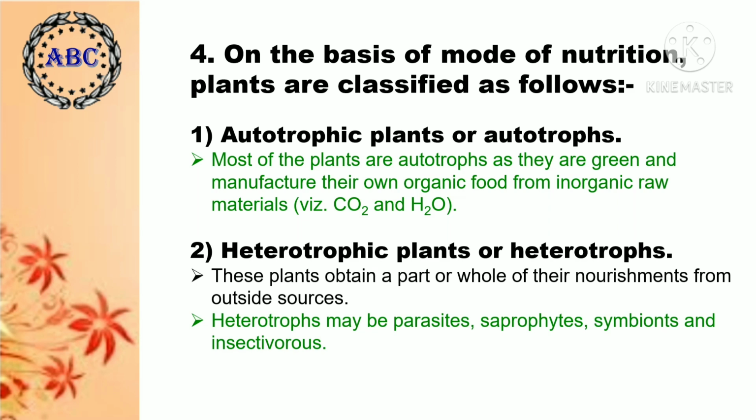Second one are the heterotrophic plants or heterotrophs. These plants obtain a part or whole of their nourishment from outside sources. Heterotrophs may be parasites, saprophytes, symbionts, and insectivorous plants.